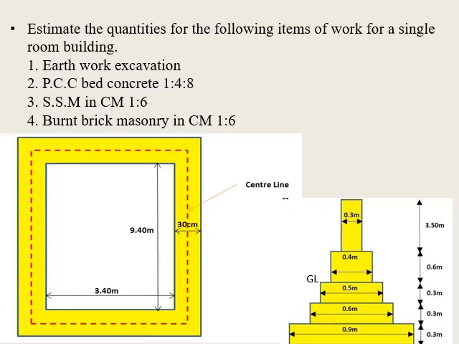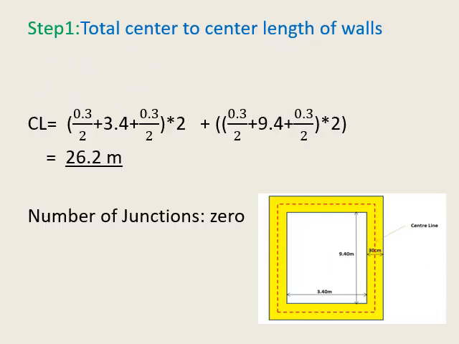Let us solve one problem. Estimate the quantities for the following items of work for a single room building. The items of work given: 1. Earthwork excavation, 2. PCC bed concrete 1:4:8, 3. SSM in CM 1:6, 4. Burnt brick masonry in CM 1:6. The plan is given. The inner dimension is 3.40 meter by 9.40 meter and the wall thickness is 30 centimeter.